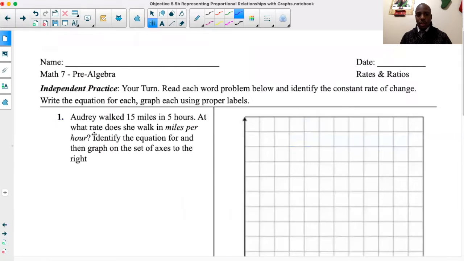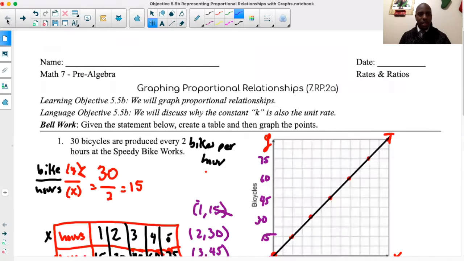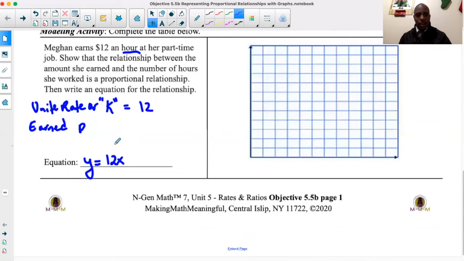Okay, that's what we're talking about here. Oh, I apologize. I must have gone to the next page. Let me go back. Earned per hour. And that is as simple as saying money over hours. You and I both know, once again, it's always Y divided by X, which means that Y in this case is earned money, whereas X in this case is hours.